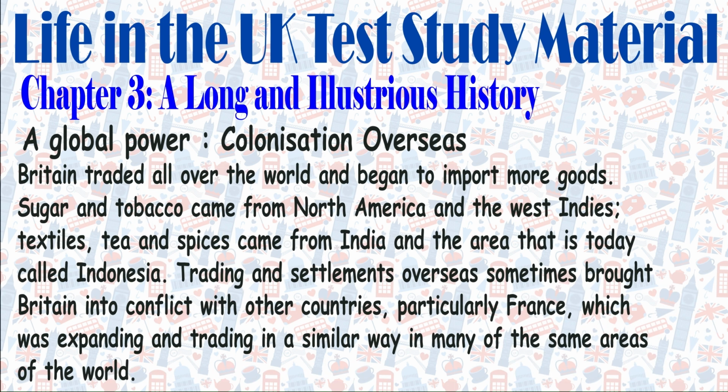Britain traded all over the world and began to import more goods. Sugar and tobacco came from North America and the West Indies. Textiles, tea, and spices came from India and the area that is today called Indonesia. Trading and settlements overseas sometimes brought Britain into conflict with other countries, particularly France, which was expanding and trading in a similar way in many of the same areas of the world.